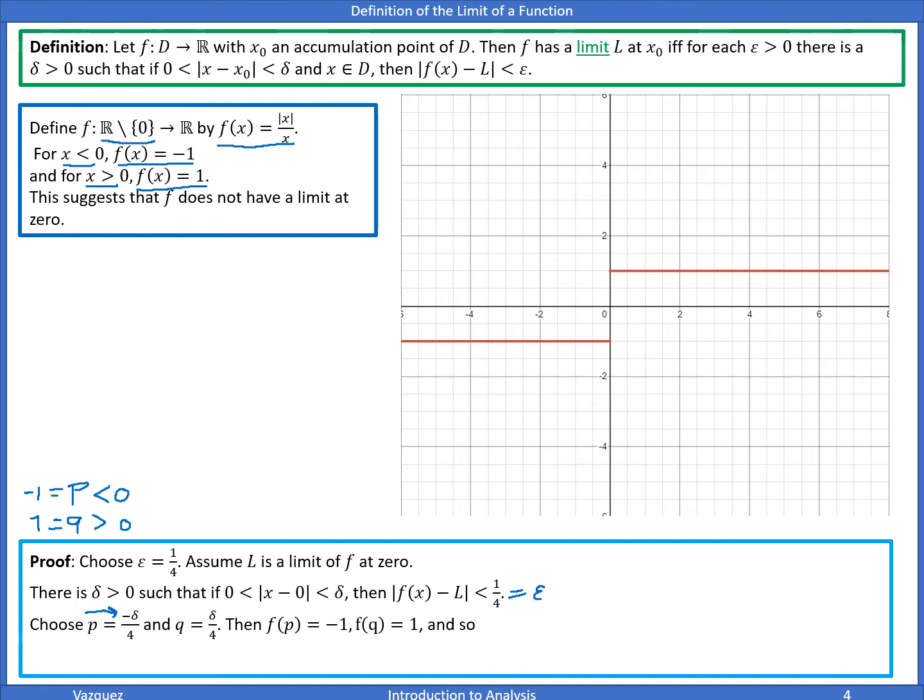So here it goes. Choosing delta, P, Q, and epsilon is going to become evident with this next line. Then 2, which is equal to |f of P minus f of Q|. By the triangle inequality, that's less than or equal to |f of P minus L| plus |L minus f of Q|.